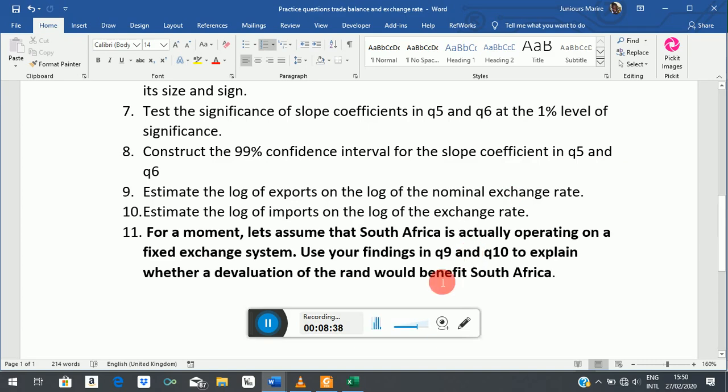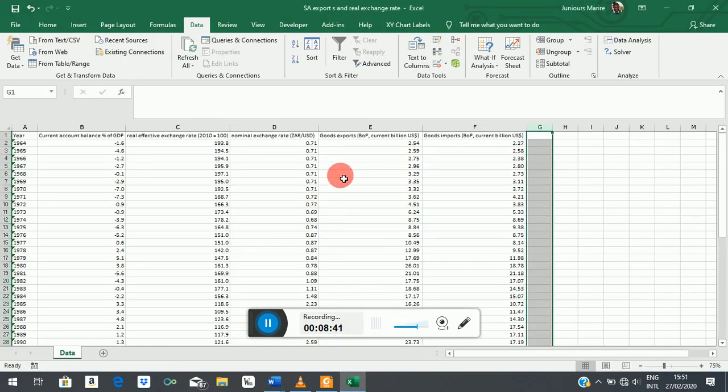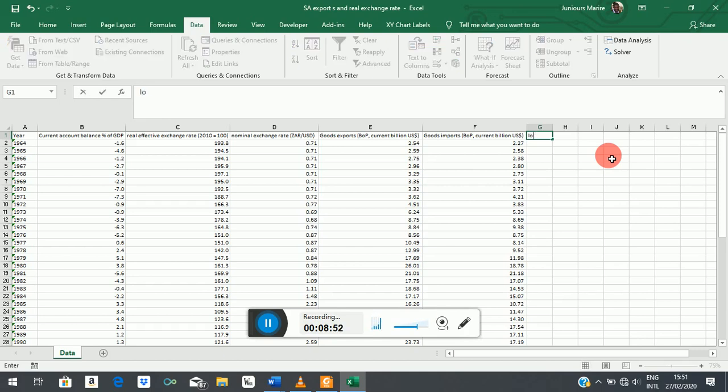Then here what you are required to do is to transform your exports into a logged variable. So now this is log exports. Okay, we can just say log x. We know that exports are usually represented by x, and we can also have log imports, and then let's have log nominal exchange rate. I shall call it NE.